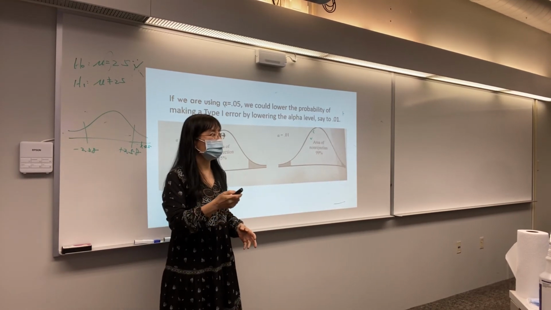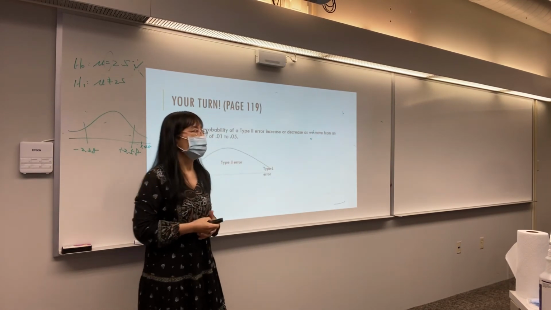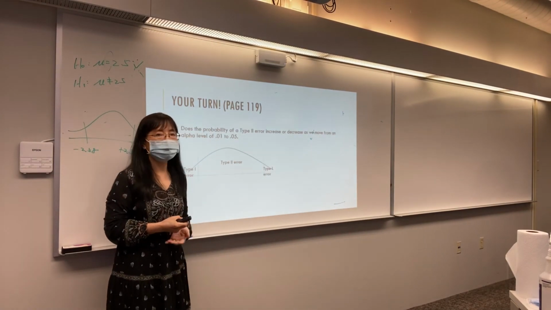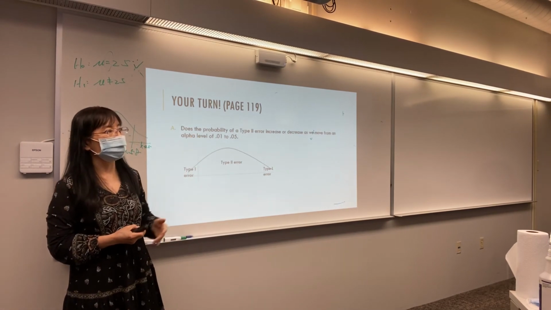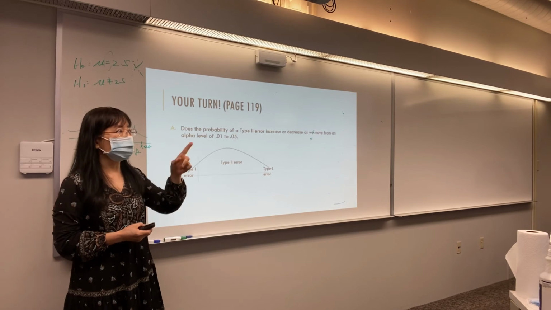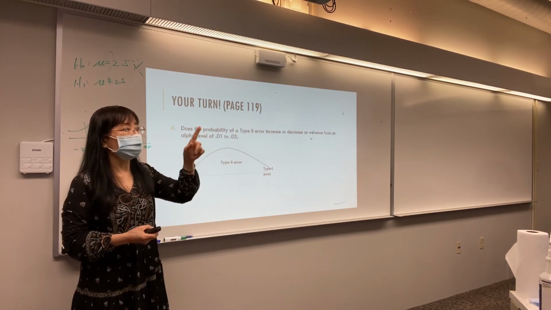Okay, now let's look here. Let's go to our U-turn, page 119. Does the probability of a type 2 error increase or decrease as we move from an alpha level of 0.1 to 0.05?